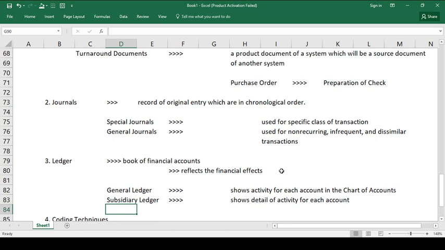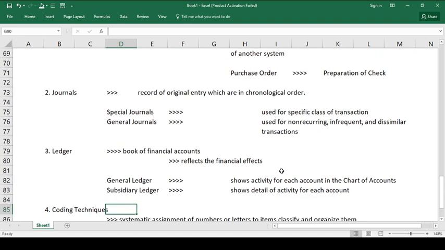For subsidiary ledger, it will show the detail of activity for each account. For example, in accounts payable, meron po tayong addition of 1 million. The subsidiary ledger will provide information saan galing itong 1 million. Ano ang composition ng 1 million? Is this 1 million accounts payable related to one supplier only or to multiple suppliers? The subsidiary ledger will provide that information. So, a ledger is divided into two classes. We have the general ledger and the subsidiary ledger.